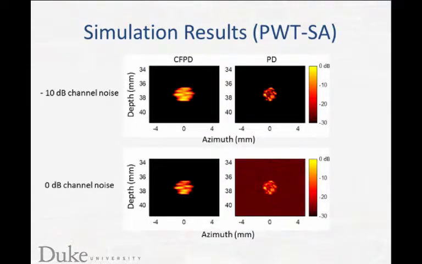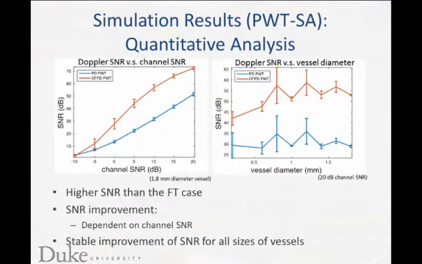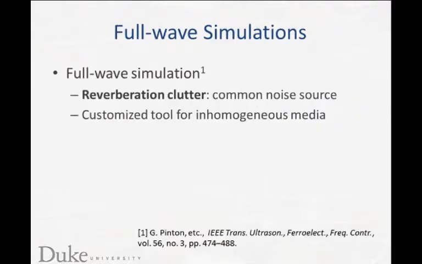Here are some more results from the simulation with plane wave transmit synthetic aperture sequences. It confirms the conclusion of the previous slides. When the channel noise level is low, both methods can display the vessel, but the vessel in the PD image is fragmented. When the background noise level increases, the background noise in the image of PD increases much faster than those of CFPD. Quantitative measurement confirms the conclusion. So we can say that CFPD is less susceptible to thermal noise than conventional Power Doppler imaging.